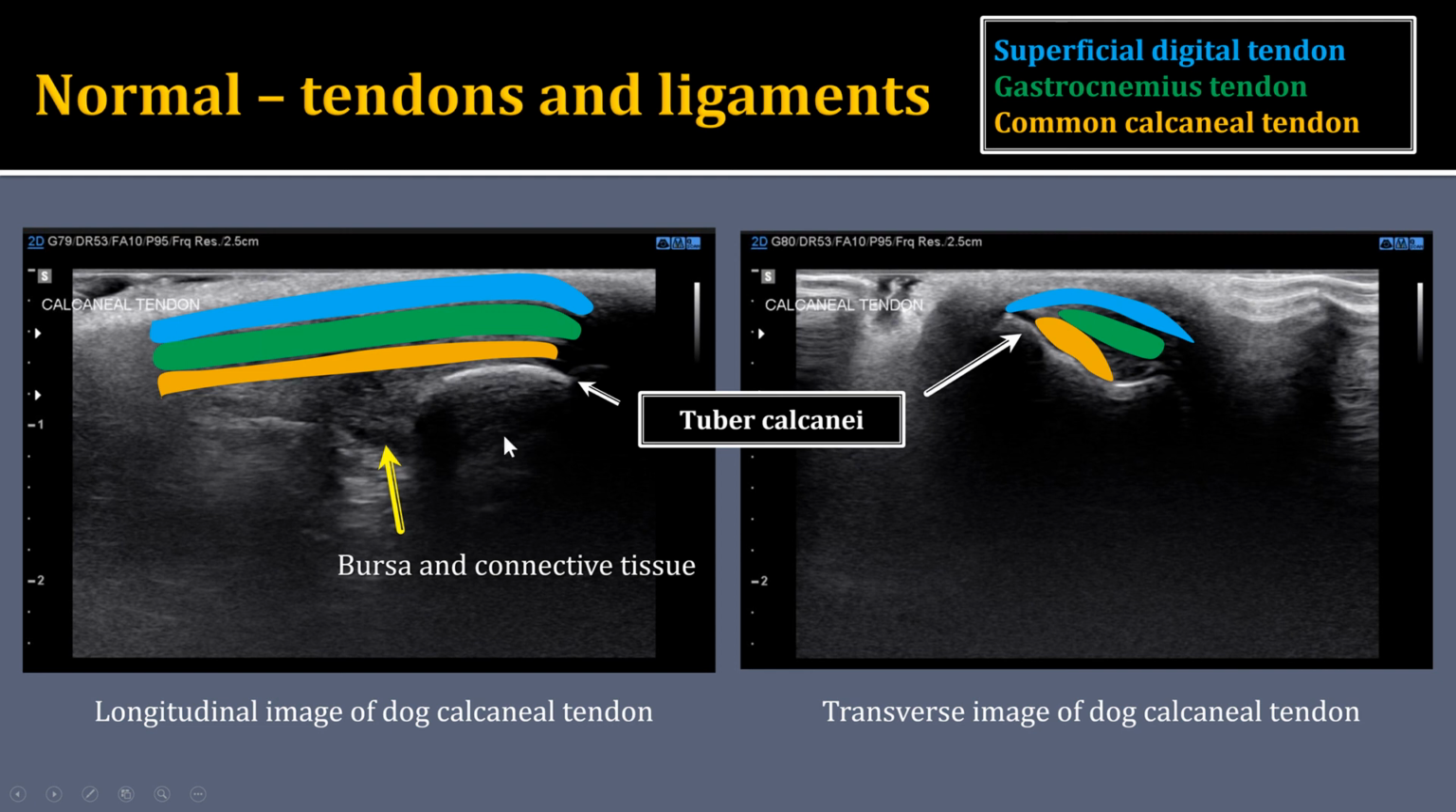Again, we can see the tuber calcanei here with its acoustic artifact below the acoustic shadowing. And then on transverse, again, we can see our components of the tendon.